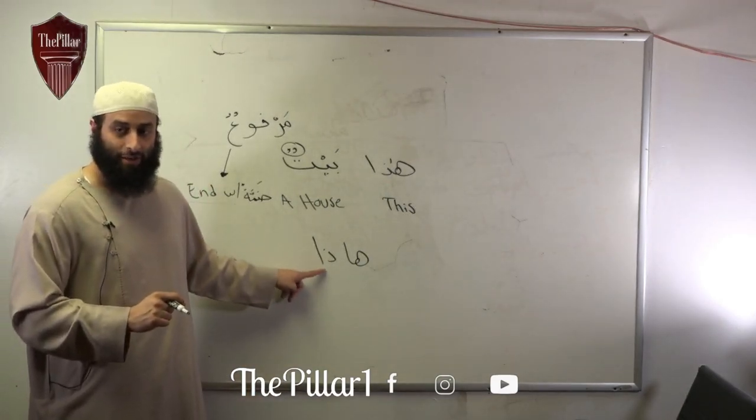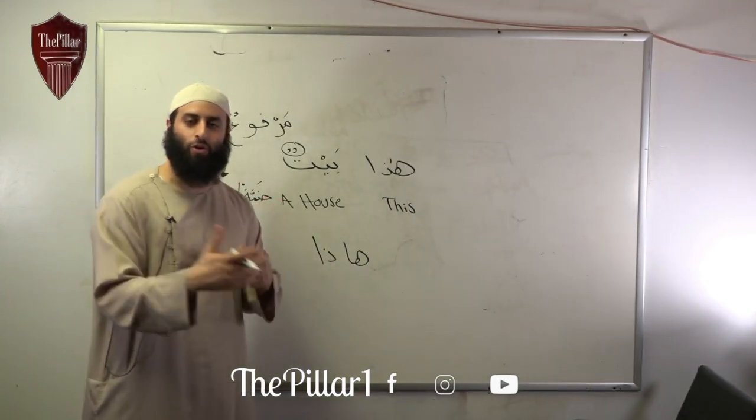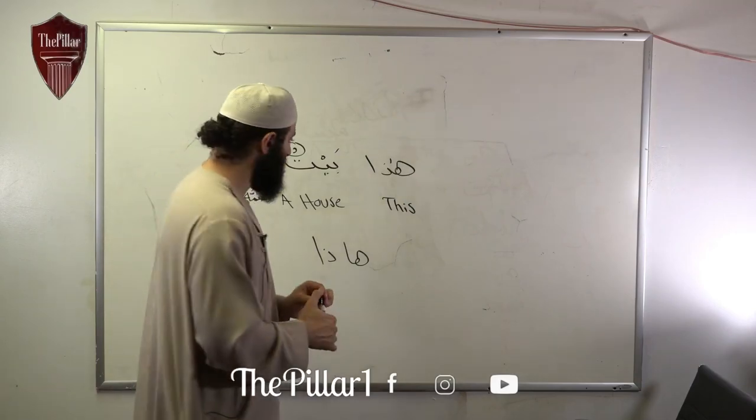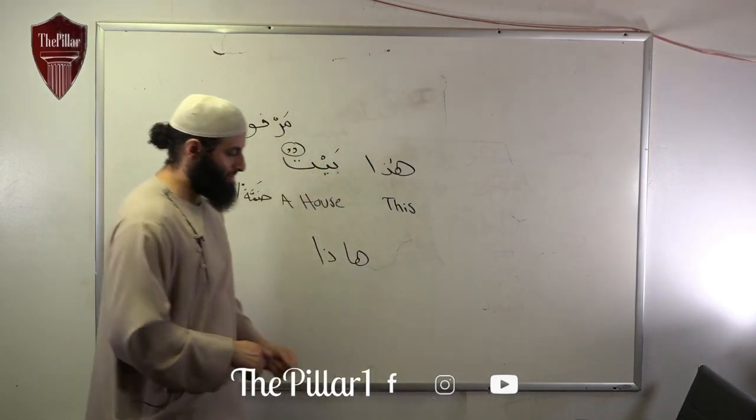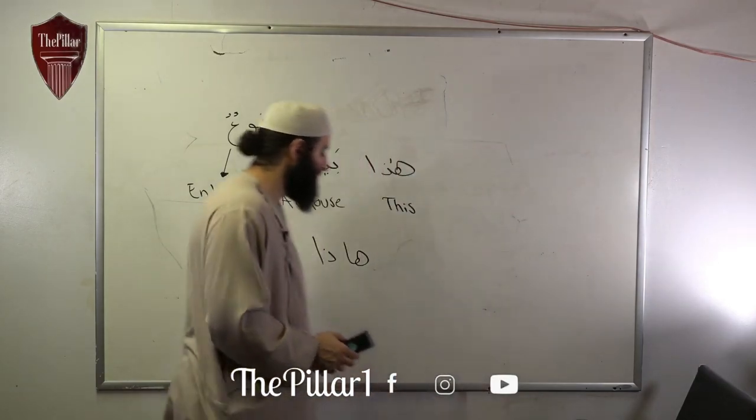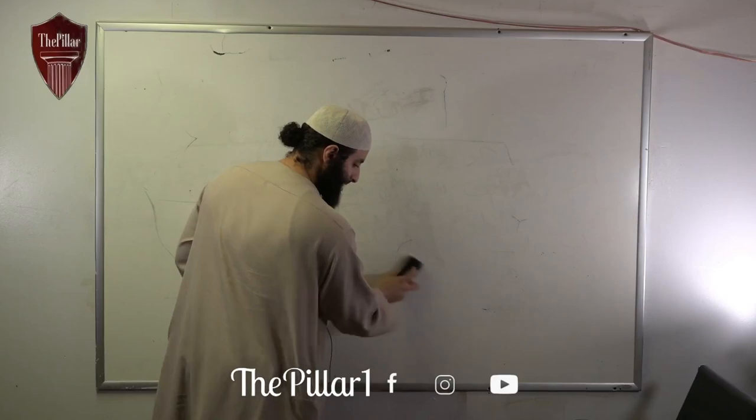It's got this there. But then there's other letters added, and we learn when we add those letters together what it does. هذا بيت, this is a house. Let's move along now. Go ahead and turn the page actually to page 6.